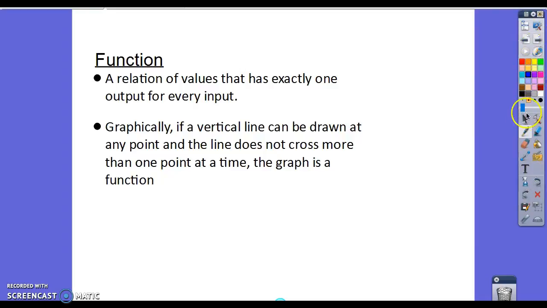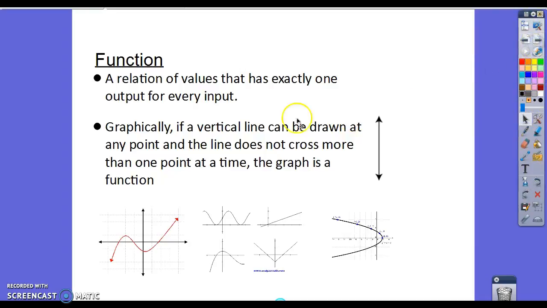Okay, let's see what's next. Okay, so I have a couple more functions here, things to test, and I have this fancy thing to help us with our vertical line test here. Okay, let's check to see if this thing is a function. Well, everywhere I slide it, it only hits once, so that's a function. Okay, let's look at this next one here.